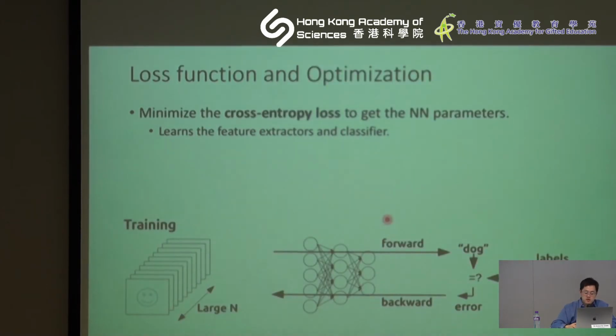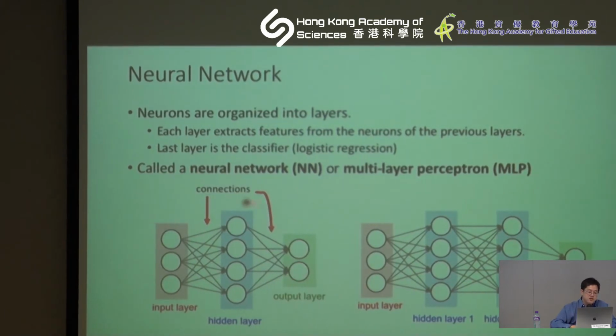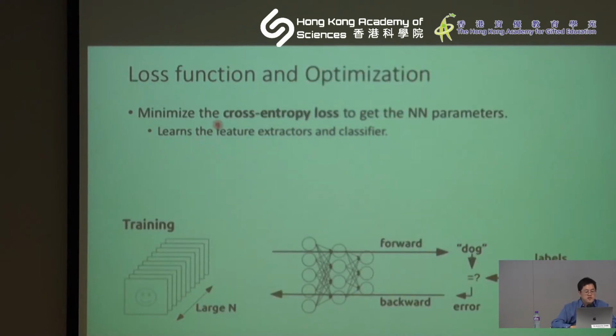To learn this neural network, we use exactly the same thing that I introduced for logistic regression, because the output is just the classifier. That's the function, and the function is now more complicated. It's basically all the connections of the input and hidden layer. So we minimize the same cross-entropy loss to get the weights of the connections. This learns both the feature extractors, the hidden layer, and the classifier at the same time.